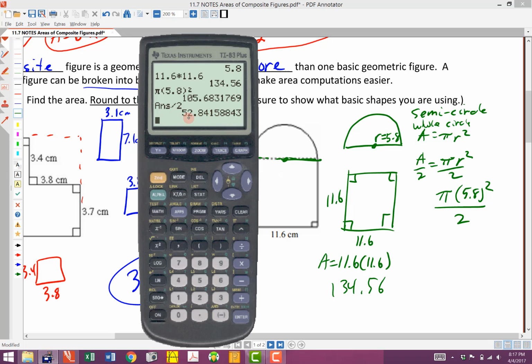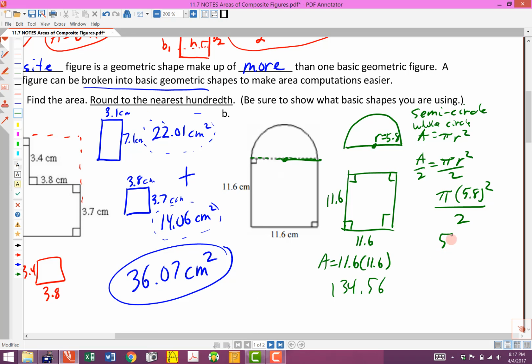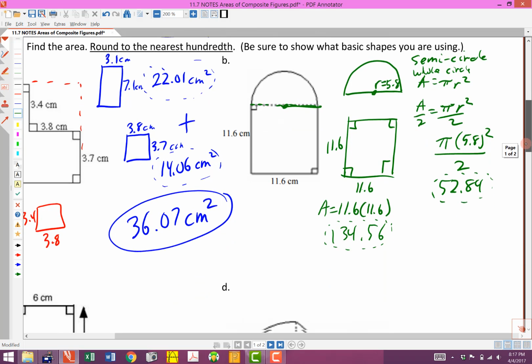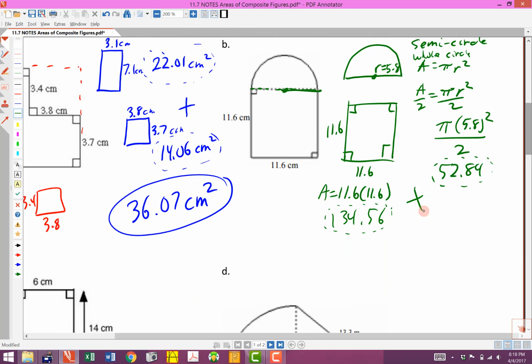So the question here is, do we have 52.84 or 52.85? Well, since that's a 1, that's not enough to bump that up, so we end up with 52.84. So that's the area of the half circle rounded to the nearest hundredth, and that's the area of the square. Didn't have to do any rounding. And then we'll just add the two of those together.